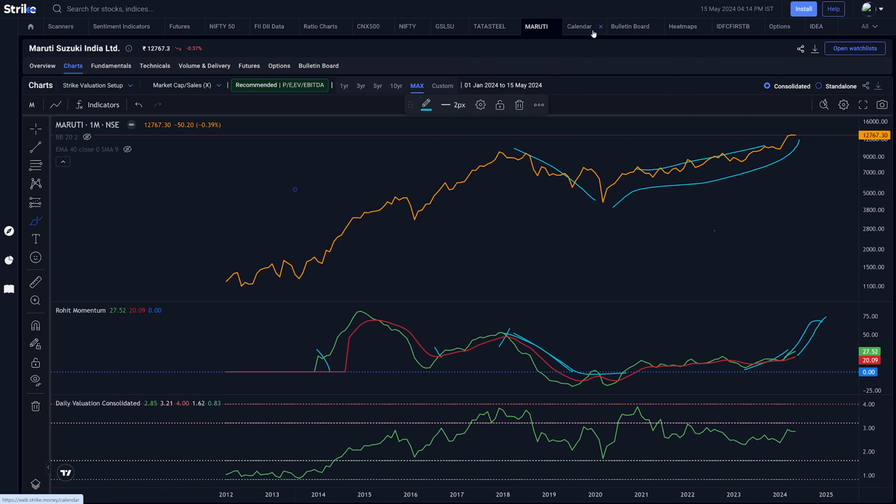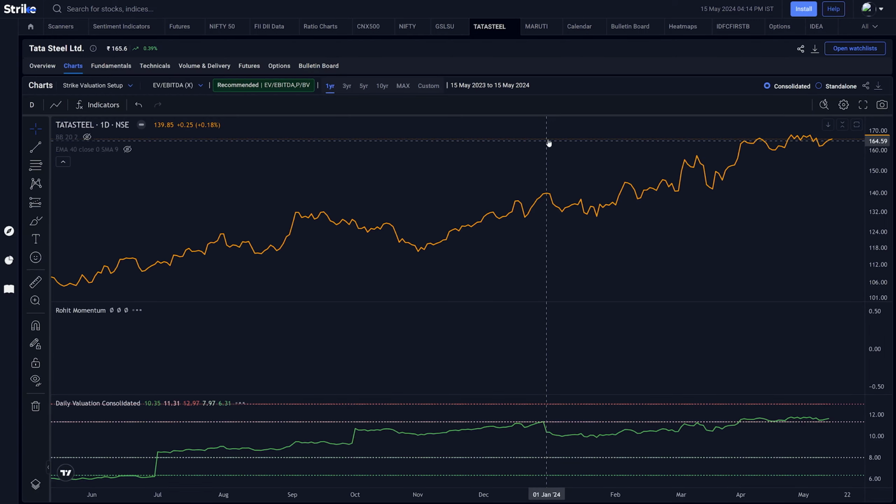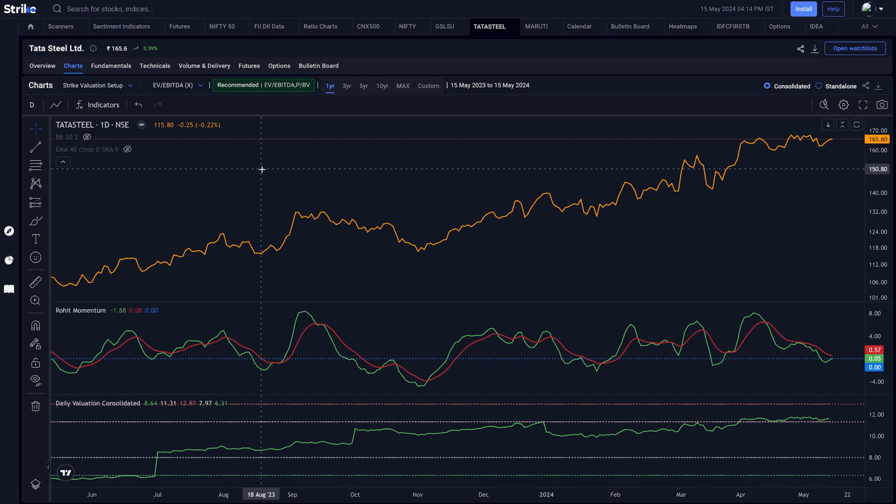Now we'll take one final example to give you an understanding of how this is done. Let's go to Tata Steel. We click on charts, we go to the strike valuation setup. Once again, depending on the time frame, I could be a near-term trader with the daily chart. Then I'm looking at 1 year valuations and it may appear high. But even though it's high, what I actually want is a sell signal from the system itself, and a buy signal from the system itself.